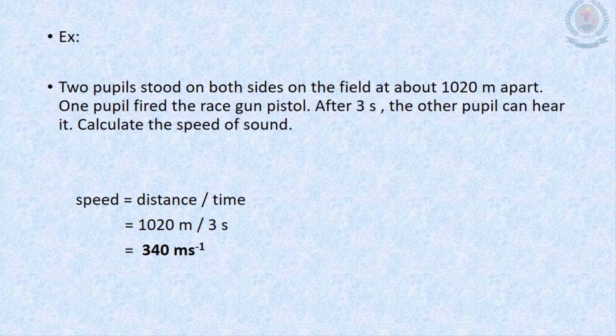First, you have to write the equation. Speed equals distance divided by time. Then the distance is 1020 meters and we have to divide it by 3 seconds. So, what is the answer? The speed is 340 meters per second. I think you have understood how to apply that equation when doing calculations.